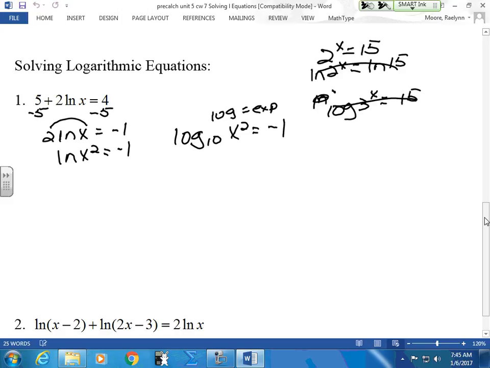Line this up. 10 is your base. -1 is your exponent. Equals x squared. It probably looks a little bit better looking at it that way than it does looking at it this way right now. But it's the same process. What is the base on this ln? E. So e to the -1. And how do I get rid of the square? Square root. So you're going to put this in your calculator. I have the answer to this.